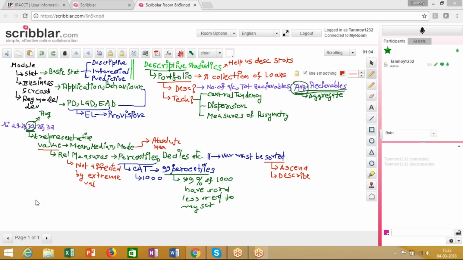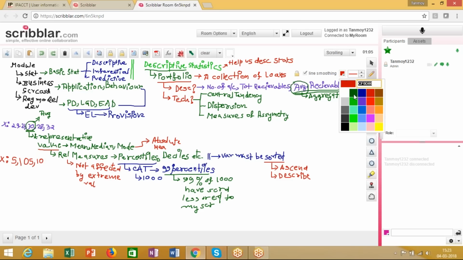So over here, let's take this particular case. Let's take a variable x. One value is 5, then I have a value 105, and then I have a value 10. Now, if I have this series, you will see that 5 and 10 are two observations which are very close to each other. But 105 is clearly a very heterogeneous value compared to the other two. This value is very different from the other observations of the data set.